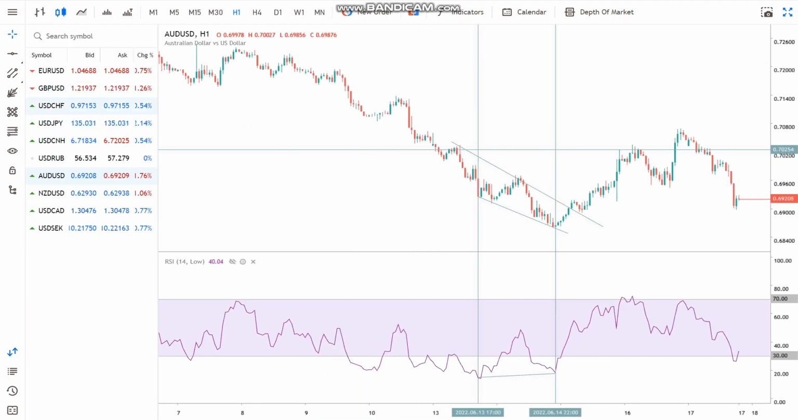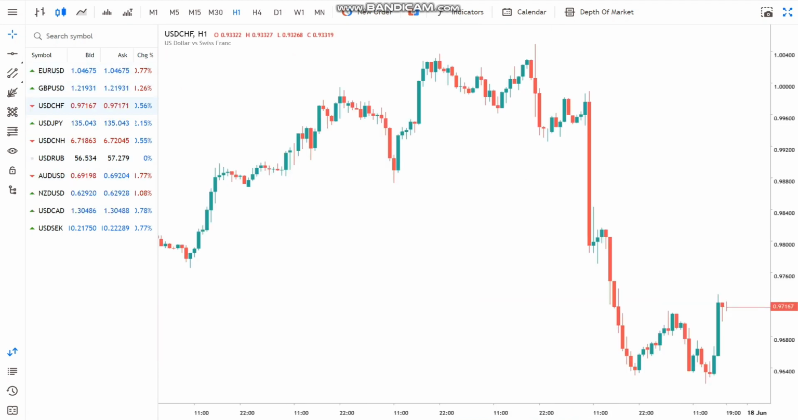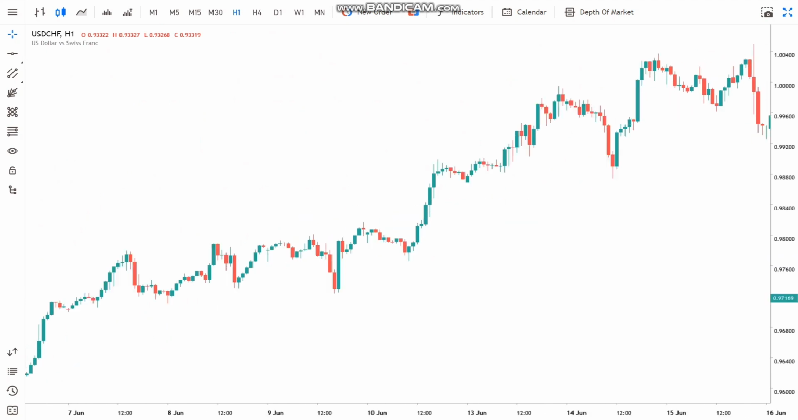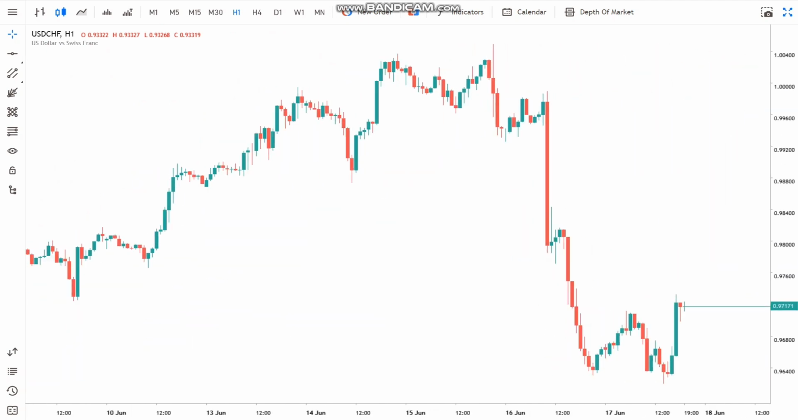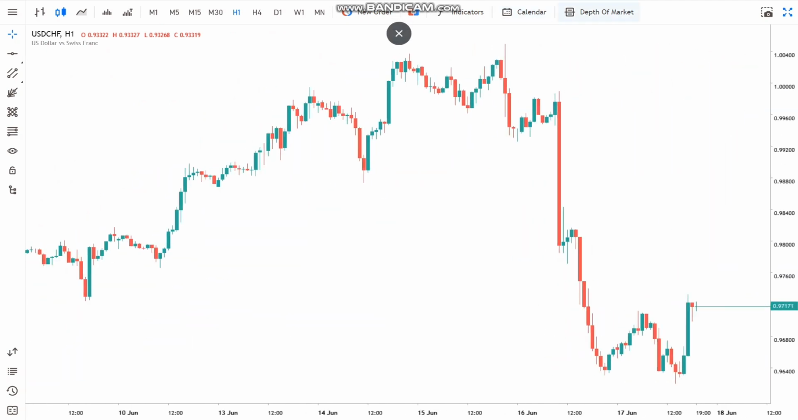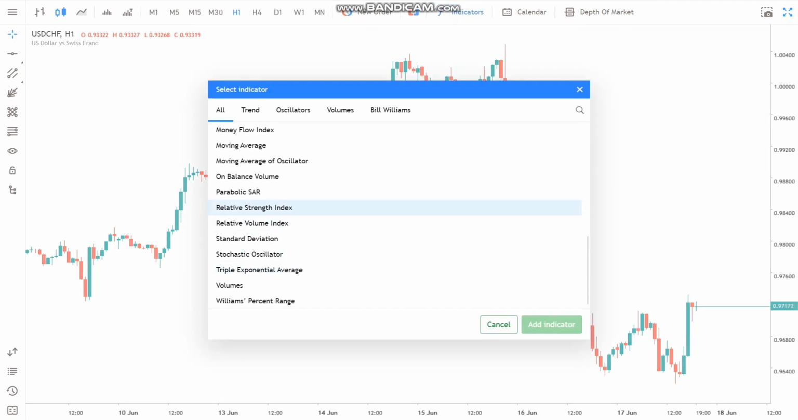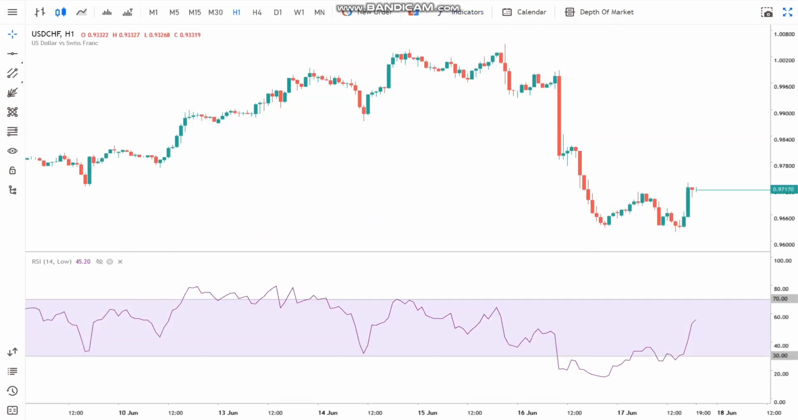So now I've looked at the EUR USD, I've looked at the GBP USD, I've looked at the AUD USD. Now I'm going to look at the USD CHF. This one is my AUD CHF, and I remember taking trades on AUD CHF too. So again, we add our indicator, the RSI, relative strength index.